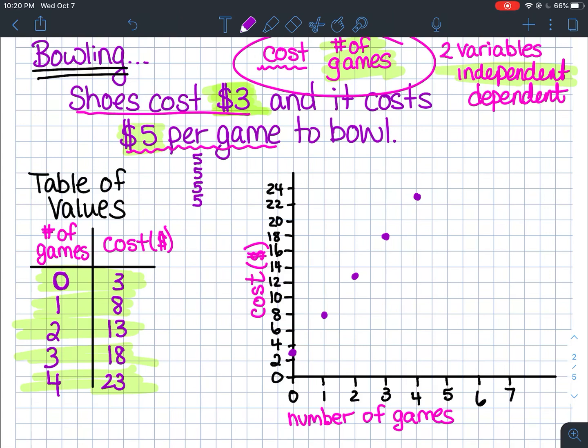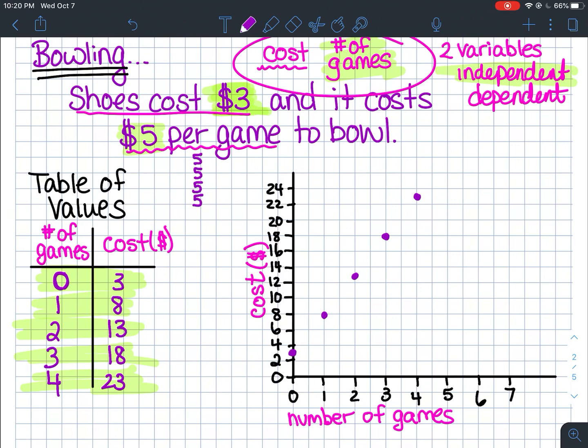We could even connect it with a line, I guess. I don't know if you need to, because once you connect it with a line, it seems like it wouldn't make sense anymore, because could you play half a game of bowling? Probably not. But, I don't know. There you go.